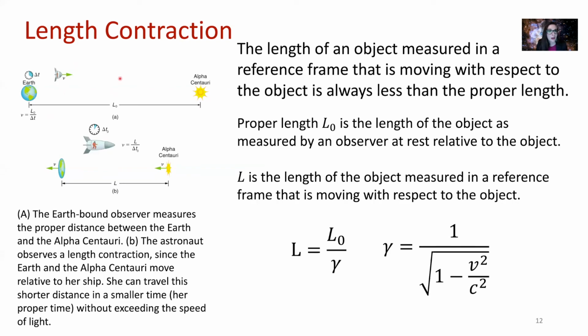Here's an example of length contraction. I have the Earth and Alpha Centauri, which is the closest star to us beyond the sun. And an earthbound observer measures the proper distance between the Earth and Alpha Centauri. That's going to be L sub naught here. And then we have somebody in this spacecraft. There's an astronaut inside this spacecraft.